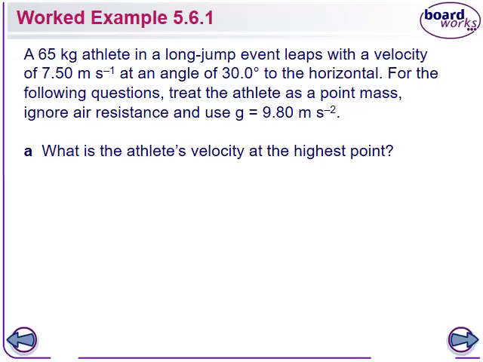What is the athlete's velocity at the highest point? What's the first thing we're going to do? Draw a diagram. Wonderful. So our initial vector looks like this. No, that's not 30 degrees. Let's make it a bit better. That is 30 degrees to the horizontal. We know that is 7.5 meters per second.